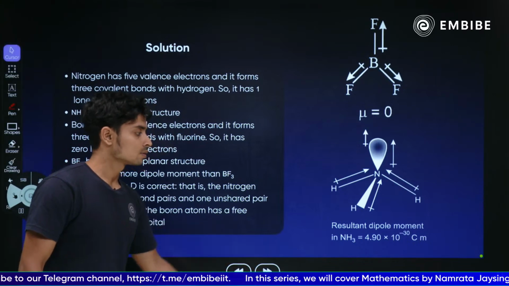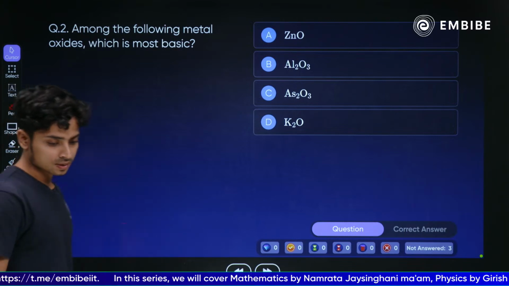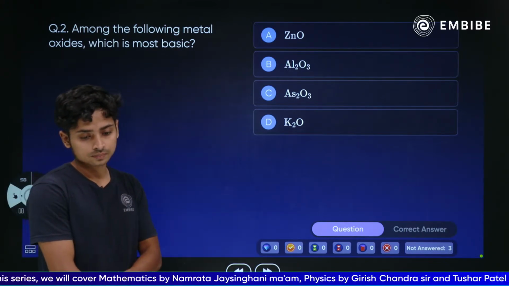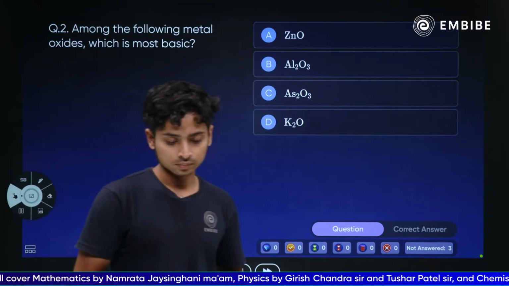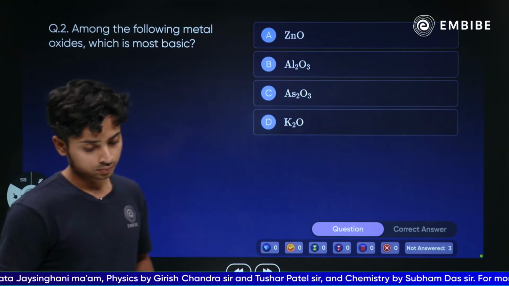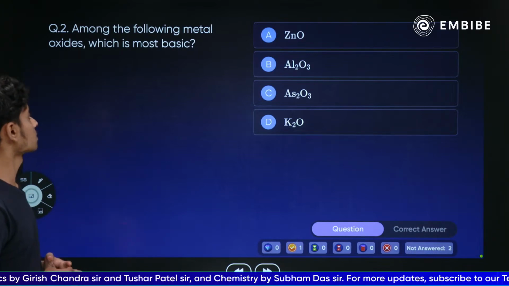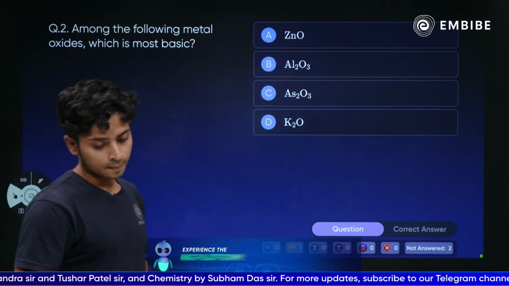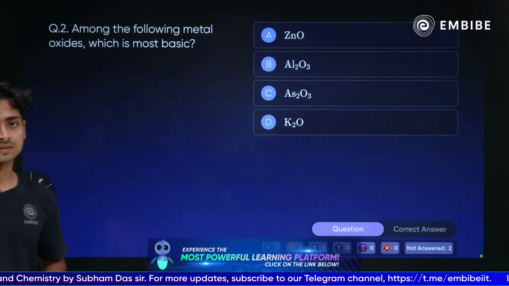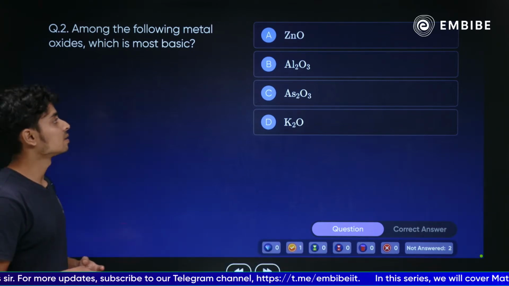Second question, guys, try. Among the following metal oxides, which is most basic? You have to figure out which is the most basic metal oxide. Across a period your basic nature decreases because your non-metallic nature increases. Based on that, across a period you can figure it out.